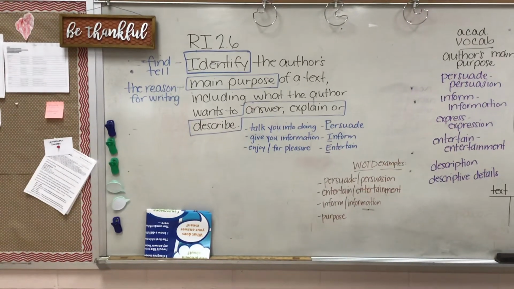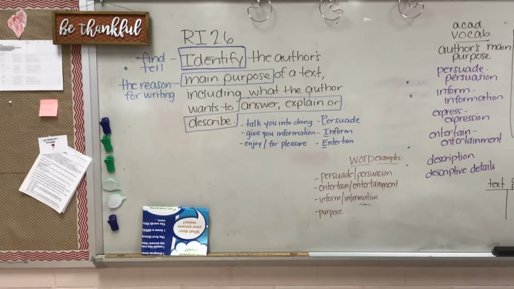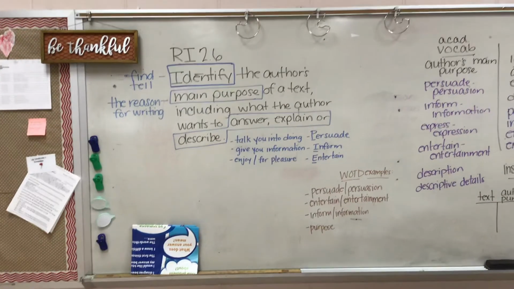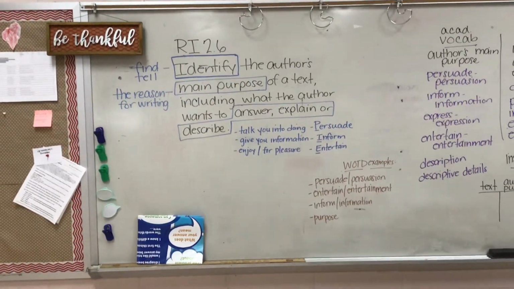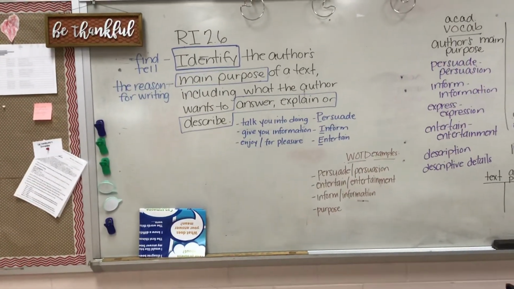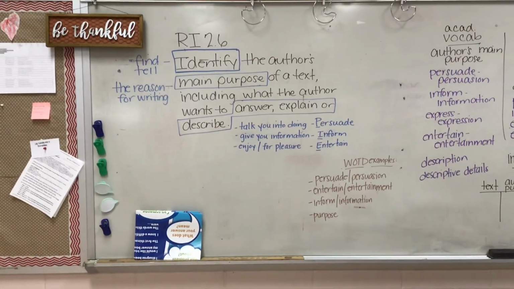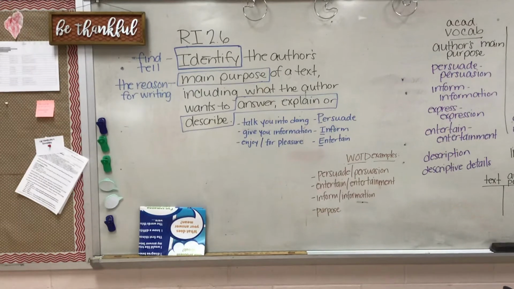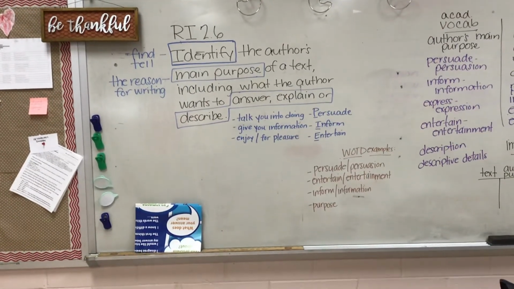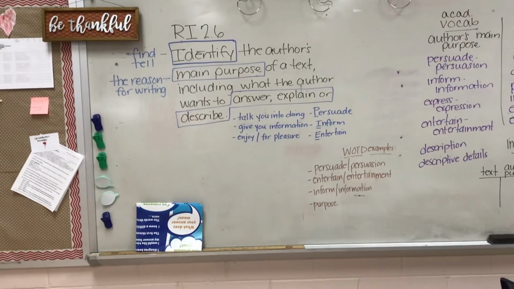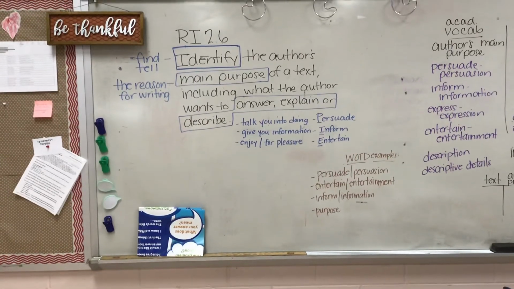author wrote the text. If that text happens to be something like a picture, then why would that picture have been included? What was the purpose behind it? And then for answer, explain, or describe, even though it's not written in there specifically, it is going back to persuading, informing, and entertaining. So each of those are broken down.